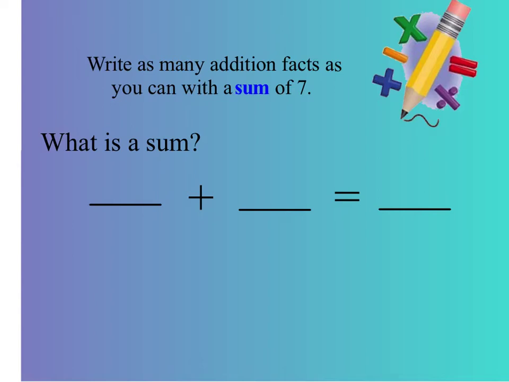On your slate, write as many addition facts that you can think of that have a sum of 7. Remember, the sum is the answer to an addition problem. So that's where your answer would go. And every answer would be 7. I'll give you about 20 seconds to write as many as you possibly can.